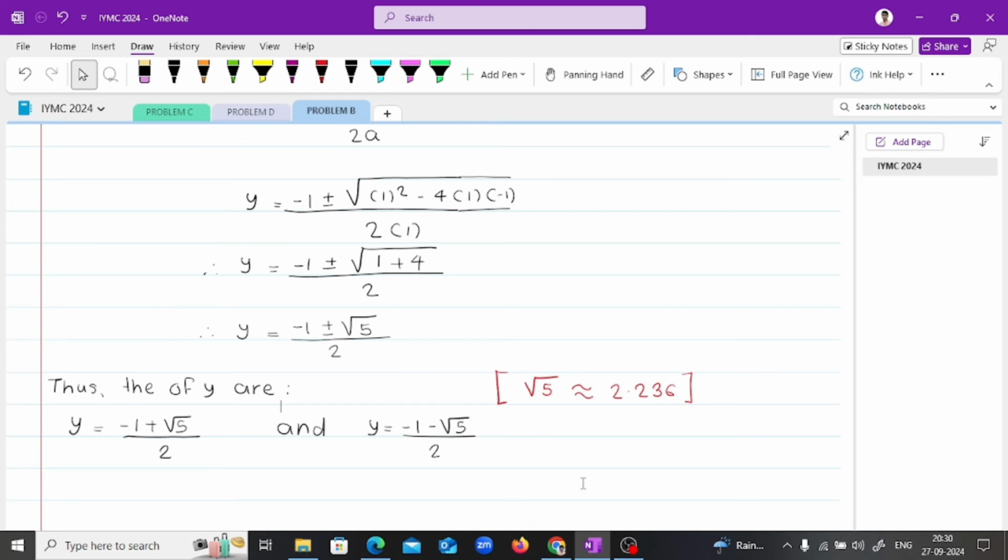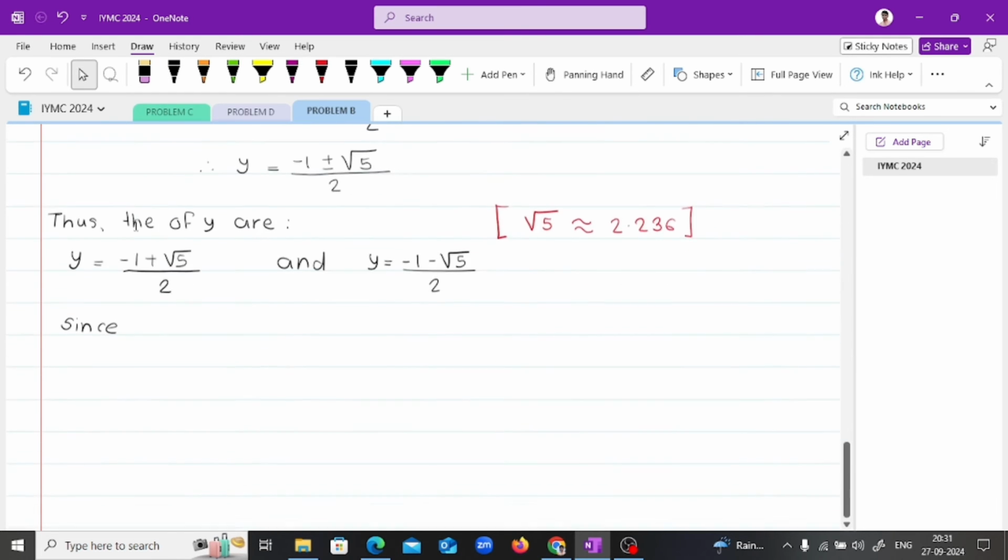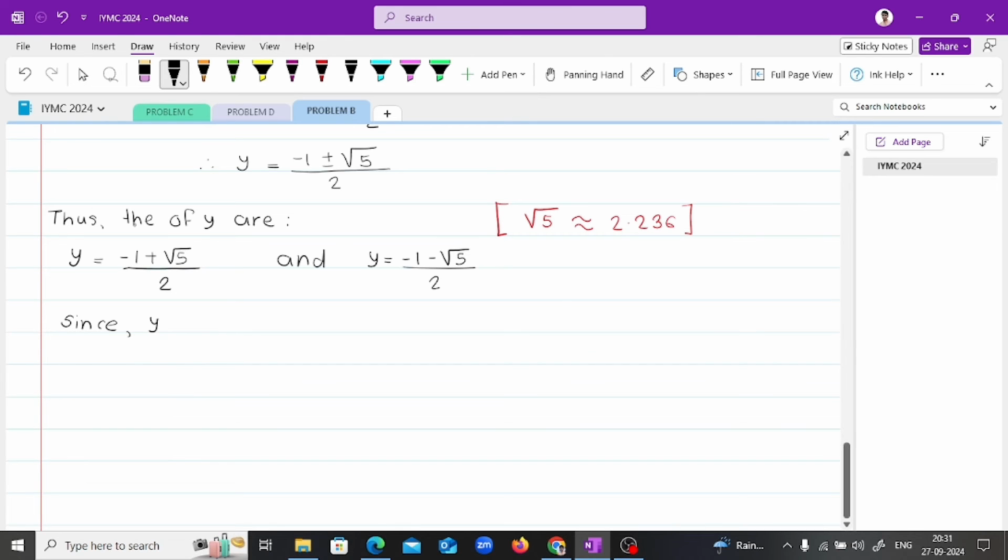But since we already know that y is equal to x square, we have two values for the x square. The first one will be minus 1 plus root 5 upon 2 and minus 1 minus root 5 upon 2, but the value of any square is always positive, so we discard the negative value of y.